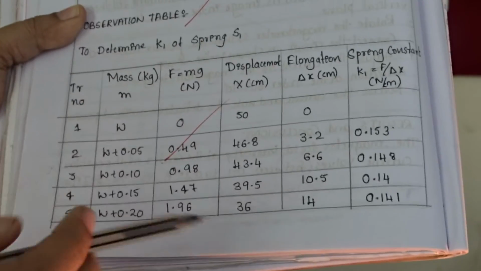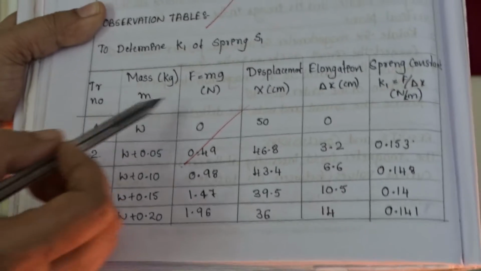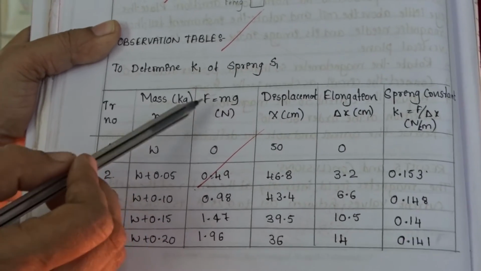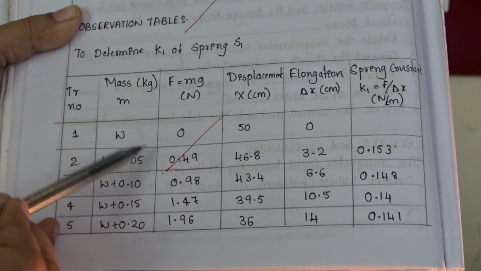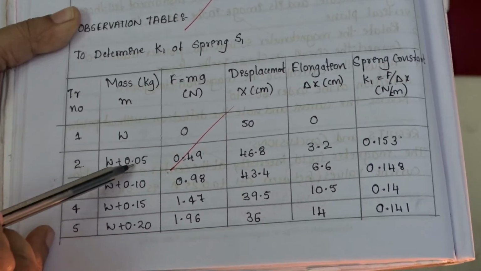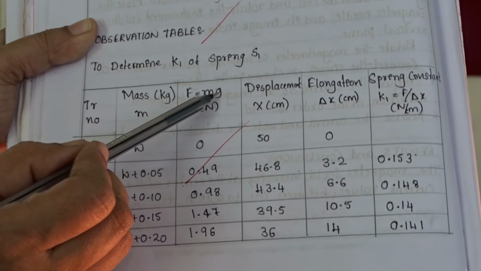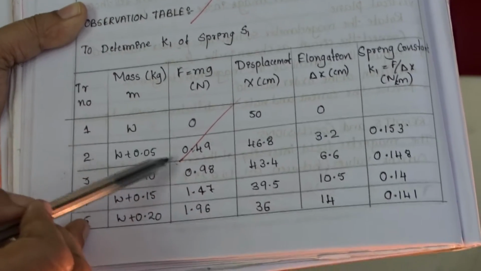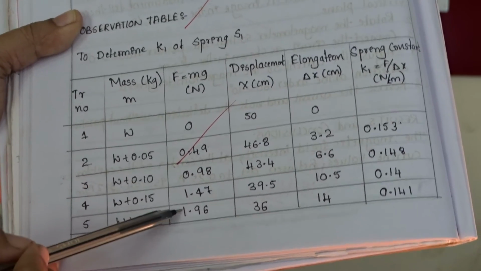Next, I will explain the calculation part. Here F = mg, where m is mass and g is acceleration due to gravity. Mass is 0 here, so the force is 0. For the second column, the mass is 0.05 and g is 9.8; multiplying, you get 0.49. Do the same procedure up to here.